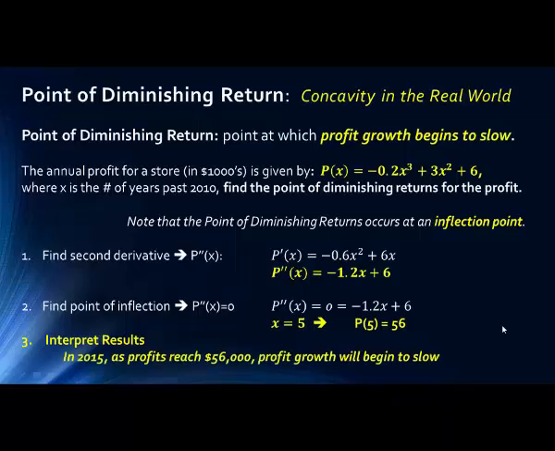Now let's interpret the results. In 2015, remember that the x value represents the number of years past 2010, so P of 5 represents 2015, because it's 5 years past 2010. As profits reach $56,000, profit growth will begin to slow. Again, remember the y value is in thousands of dollars. So all that means is, it doesn't mean we're not making a profit. It just means the profits aren't growing as fast from that point forward.